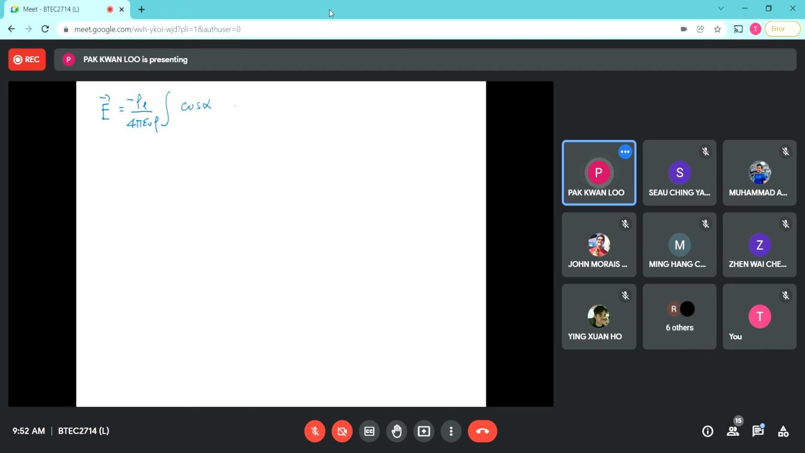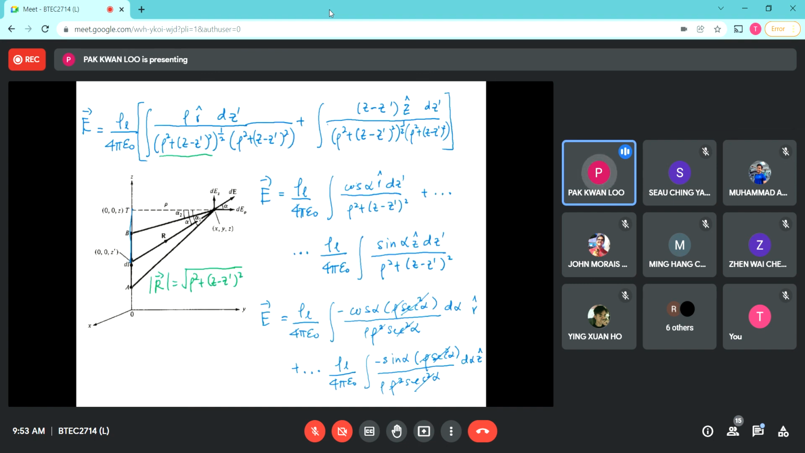cos alpha r cap plus negative, so it's minus, both are negative. Okay, so here all are simplified.